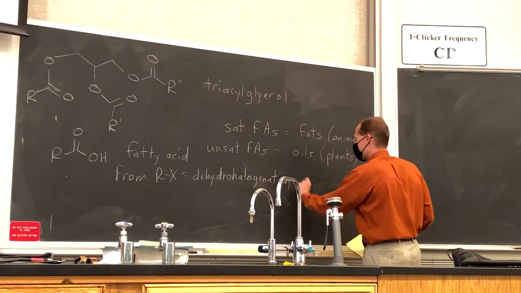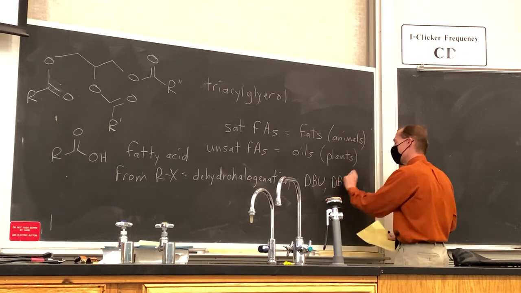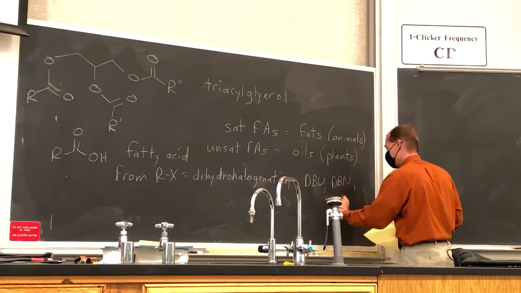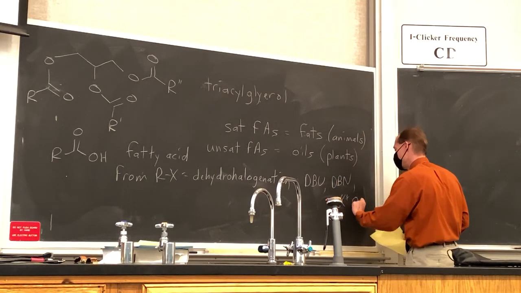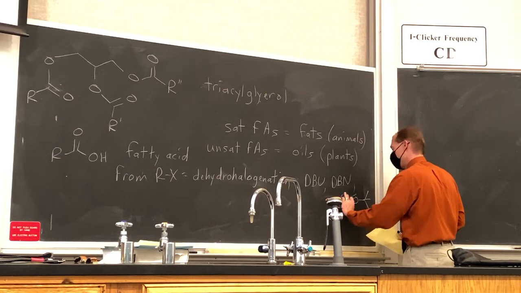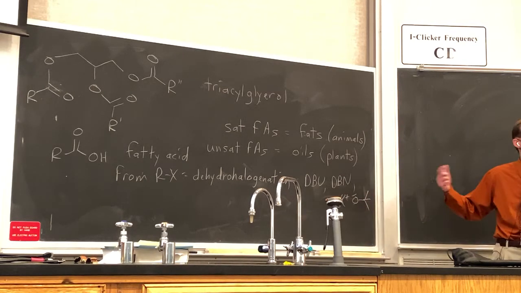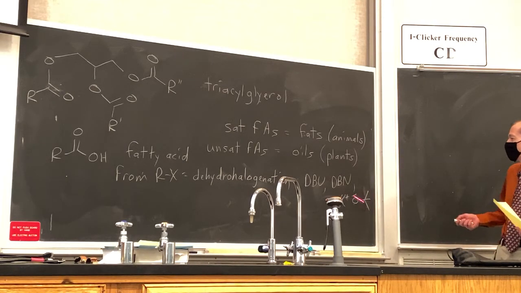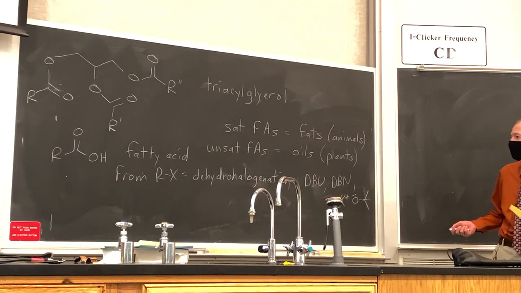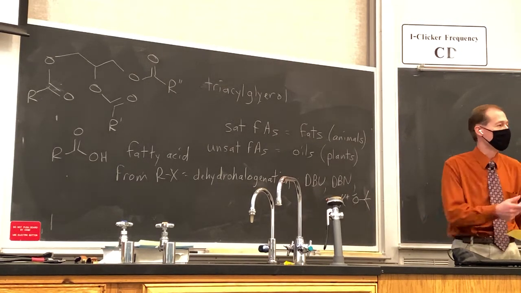There are a few choices. I think I heard DBU. That's one that would work. DBN would work. Tert-butoxide would be a good one. Okay. Depending on the type of alkyl halide, we might be able to use smaller bases than tert-butoxide. Okay, but these are 3 that would reliably allow us to convert an alkyl halide into an alkene. Okay, question?